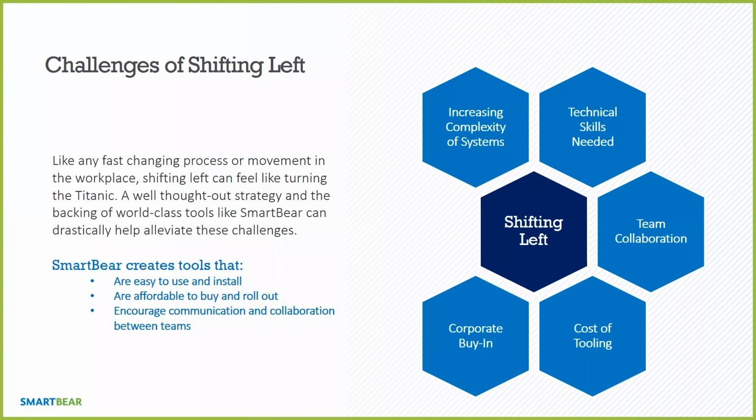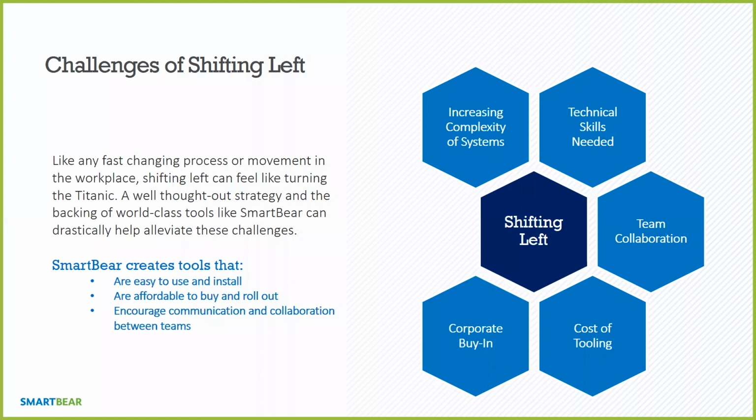Some of the challenges that often people talk about are the increasing complexity of systems. So it may be hard to shift left if you have a complex product suite, or technical skills are needed to shift left, right? Because you want someone who is familiar with maybe testing in an IDE. Team collaboration is something we talked about earlier. Cost of tooling is sometimes a factor depending on the tool that you use. And then corporate buy-in. It's important that the leadership is on board with shifting left and advocating for a mindset of shifting left on this collaboration aspect. Without that top-led leadership, it can be very difficult to get everyone on board to adopt this concept.